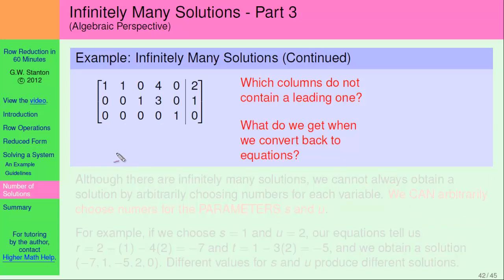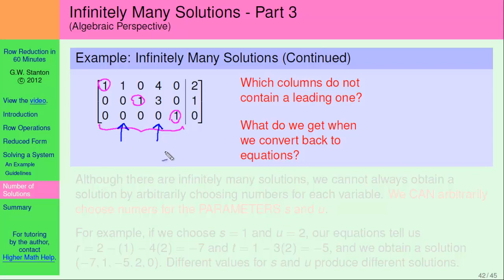Well, first of all, where are our leading ones? They're here, here, and here. And remember, step 1 said we want to identify the columns on the left part of the matrix that do not contain a leading 1. Those would be the second column and the fourth column.